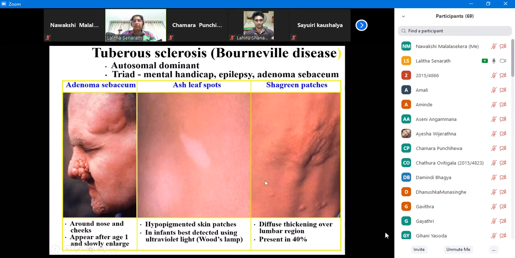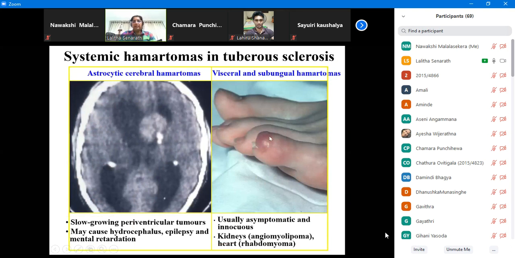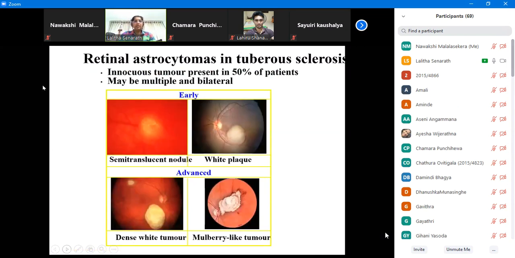That means there's a focal thickening of the skin, distributed along the nerve fibers under the skin. These are the hamartomas, the visceral hamartoma, and this is a subungual hamartoma. Right? It can affect the kidneys, the brain, and the posterior cerebellum. And retinal astrocytoma in tuberous sclerosis: if you suspect any patients, you have to refer to us. It can cause retinal astrocytoma, especially in tuberous sclerosis, and it's a typical mulberry-like tumor. We can only do some limited treatment around that.